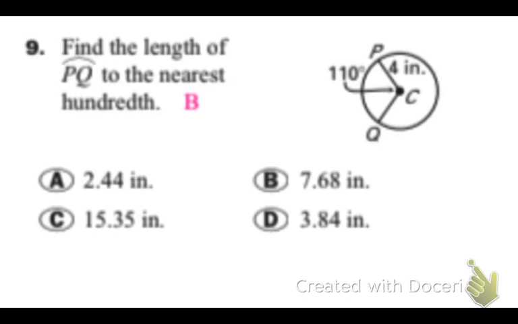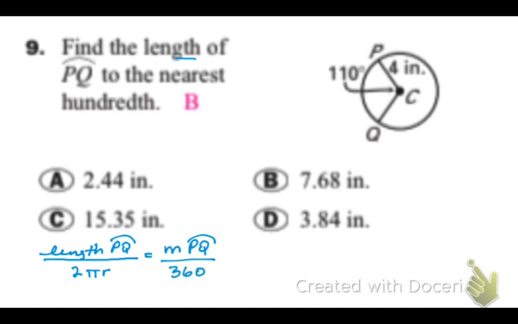Find the length of arc PQ to the nearest hundredth. So we're just going to take out our handy-dandy formula that says the length of arc PQ divided by 2 pi r is equal to the measure of PQ over 360.